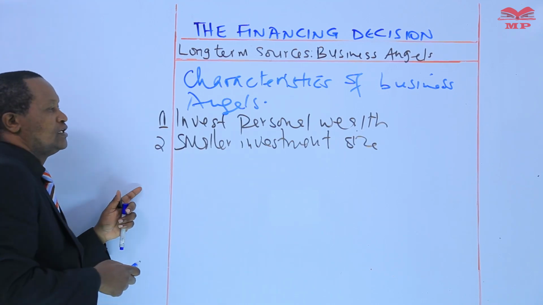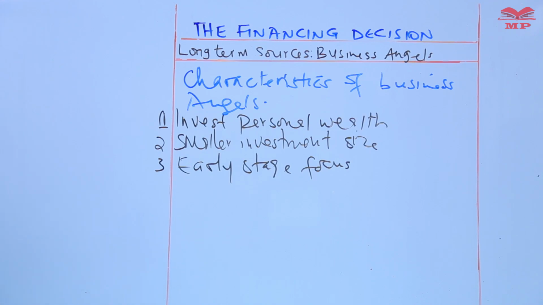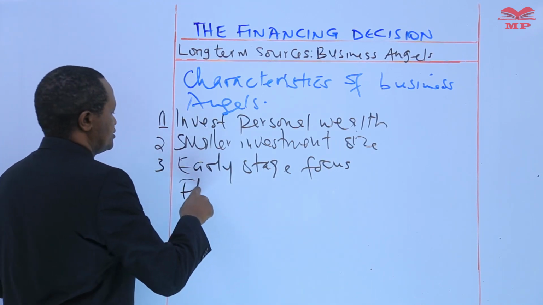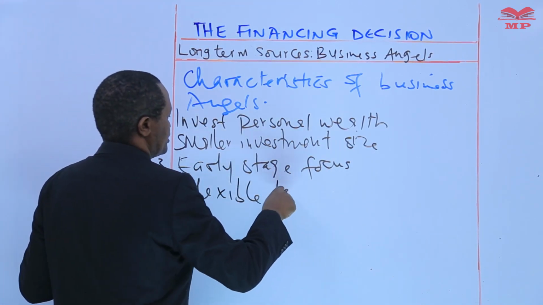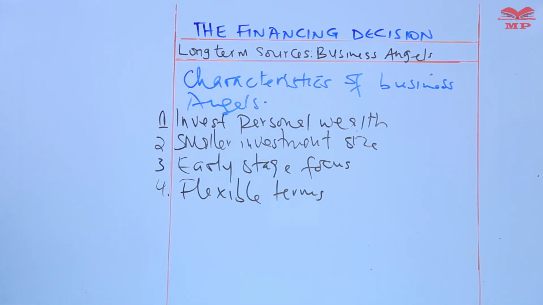They also have early stage focus. Early stage focus, meaning they primarily invest in early stage high growth companies. You understand? They have flexible terms. Their terms are flexible. They are more flexible compared to traditional lenders, with less focus on collateral and potentially lower interest rates.